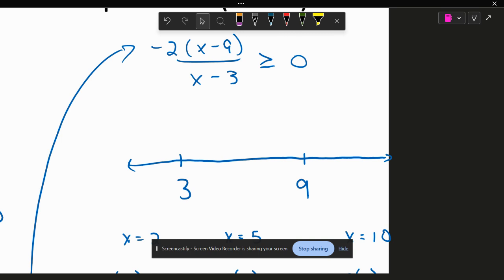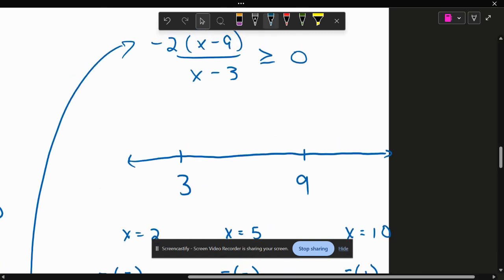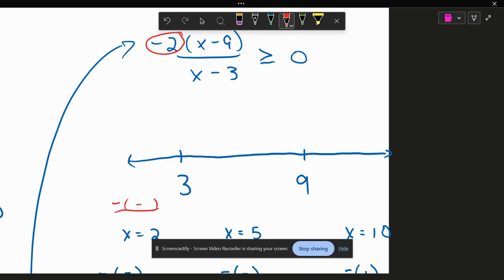So if I plug in 2, the first part of my inequality here, I'm going to circle in red, is already negative. So that means that answer is negative. 2 minus 9 is still a negative, and 2 minus 3 is still a negative. That gives us a negative answer, which cannot be greater than or equal to 0. So that part of our graph does not work for our solution.